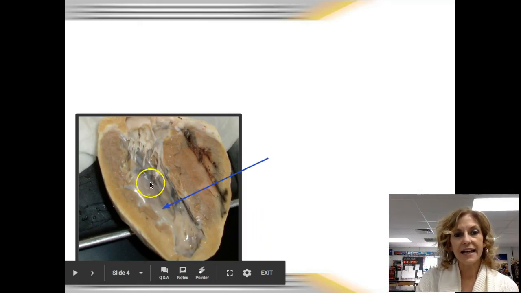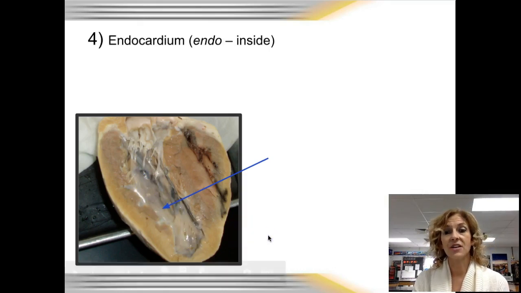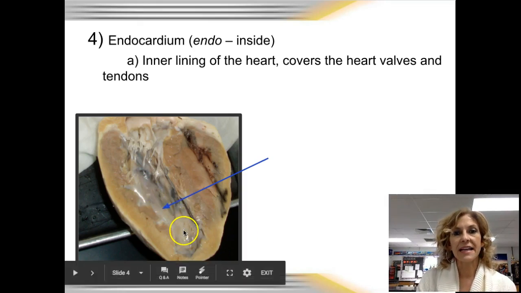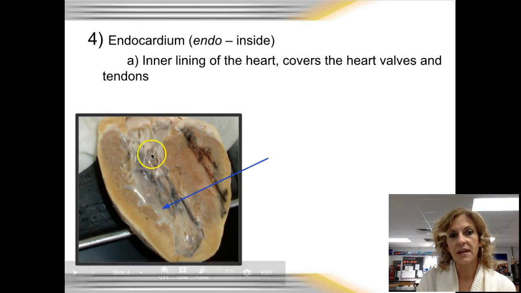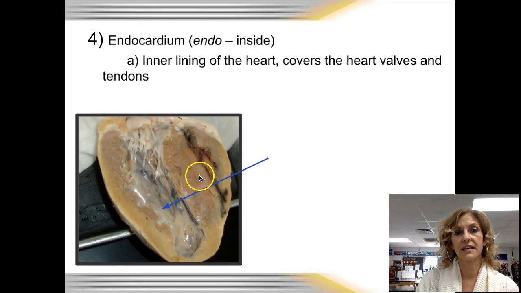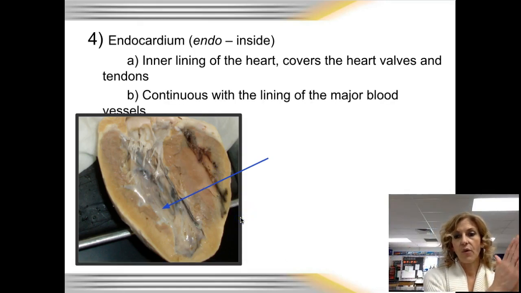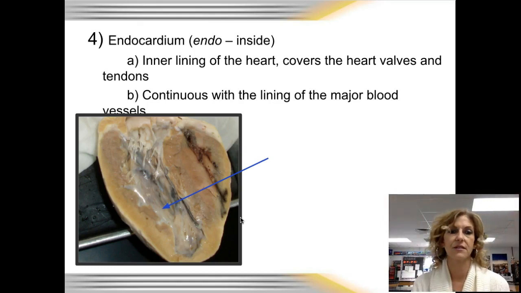This layer inside that's quite clear looks like a lining, right? So that's the endocardium. Endo is inside. This lining is continuous with the valves. We're going to be looking at the valves here in a minute, as well as the inside of the vessels that are connected to the heart. So this one tissue goes through the whole inner lining of the heart and then out into the vessels.